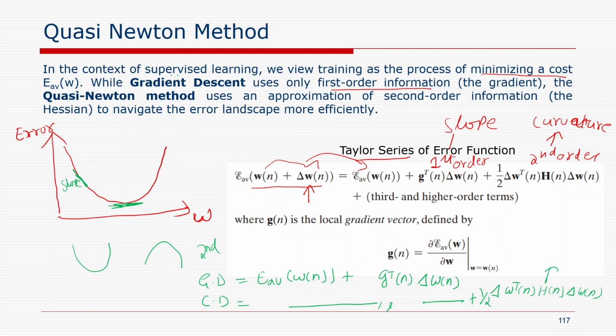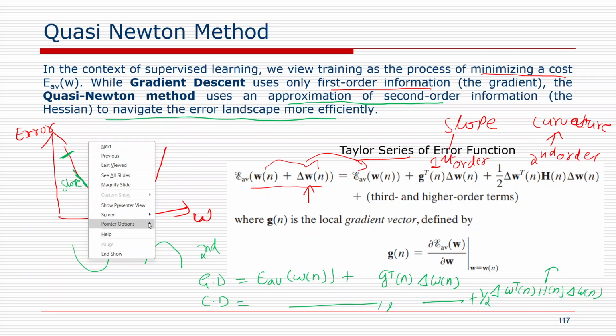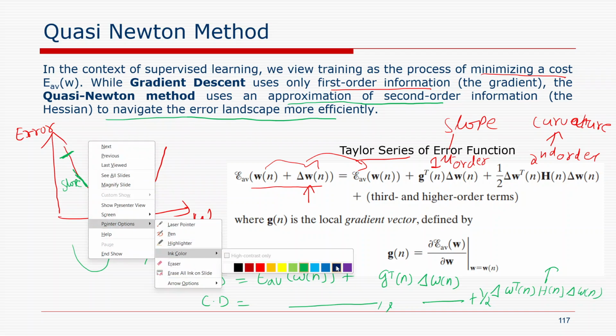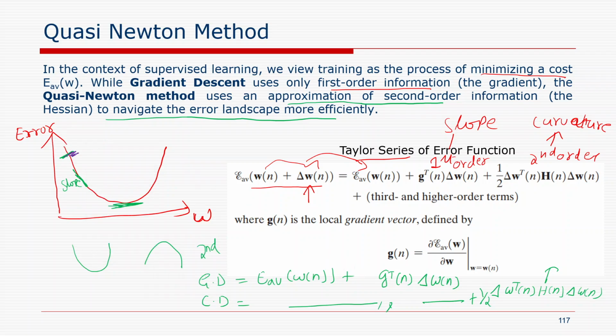The Quasi-Newton method uses an approximation of the second order information to navigate the error landscape more efficiently. It uses all three terms to navigate the error function. If we take our error function as a parabola, and we have started here, our objective is to come back to this particular minimum, because this is where we get the minimum of the error. We should know what weight values to use, or if we have started here, we should know that we have to go down and then reach it.